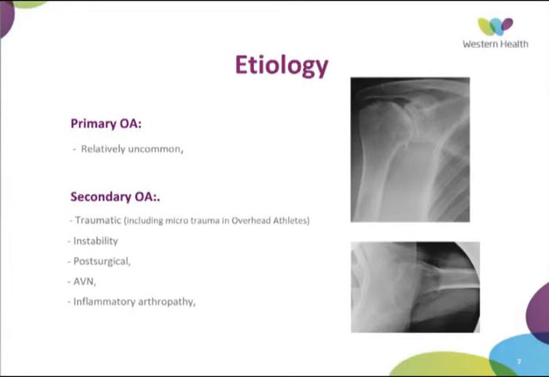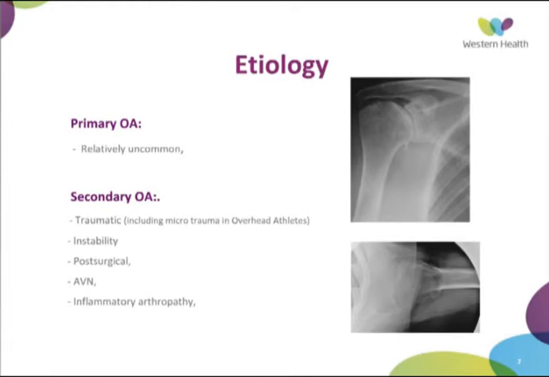Etiology, like any other causes of osteoarthritis, can be primary and secondary. Normally in the shoulder, it's uncommon compared to the other causes. The cause of the secondary OA can be traumatic. This also includes overhead athletes, because of the multiple microtraumas that they have and the chondral defects. They will have their secondary OA changes.